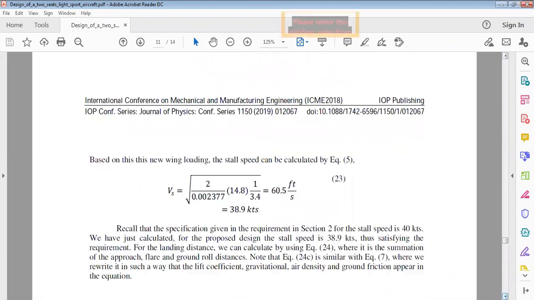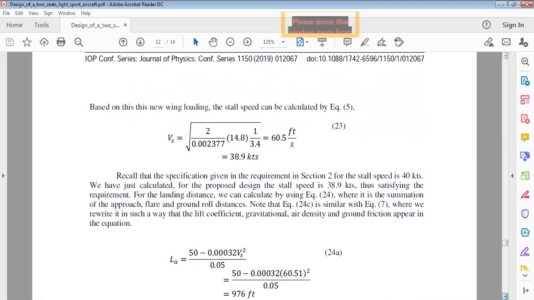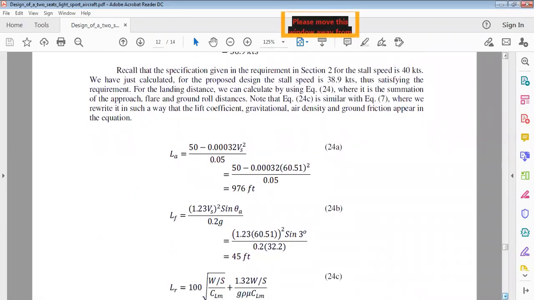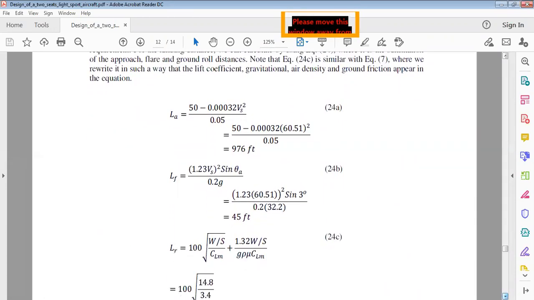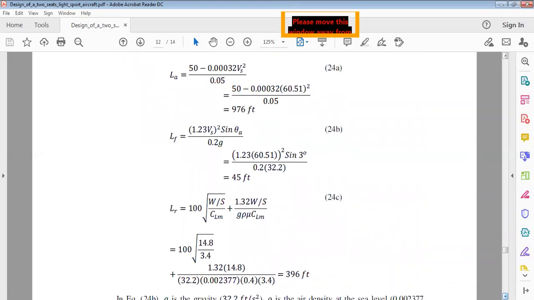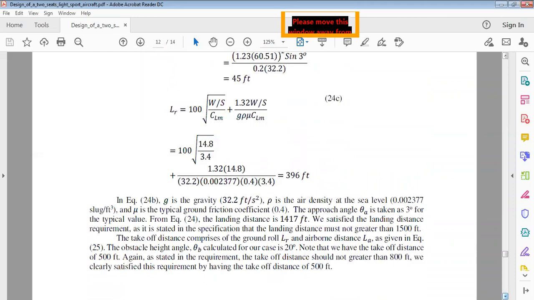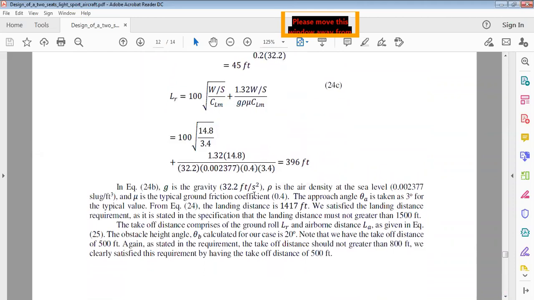Two more things here: W by P, and VS, which is the stall speed. The stall velocity is 38.9, and when I substitute, I get 976 feet. Substituting here for the rolling distance, we get 396 feet, which we have already discussed. Also, g is the acceleration due to gravity, 32.2 feet per second squared, rho is the air density at sea level, and mu is the typical ground friction coefficient. The approach angle theta a is taken as 3 degrees as a typical value.